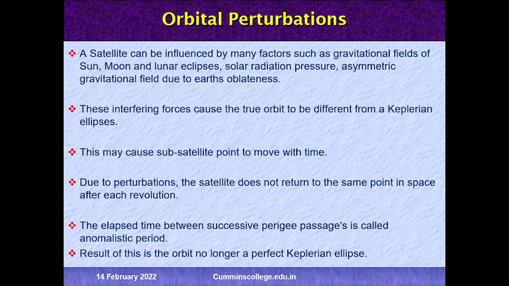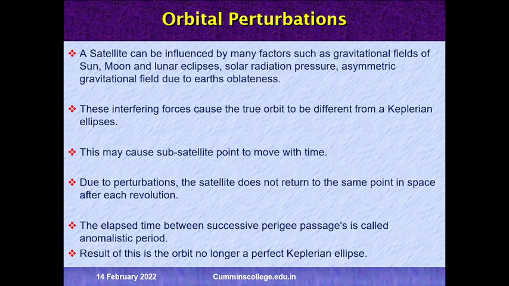Coming towards the orbital perturbations, a satellite can be influenced by many factors such as gravitational fields of the Sun, Moon and lunar eclipses, solar radiation pressure, and the asymmetric gravitational field due to Earth's oblateness. These interfering forces cause the true orbit to be different from a Keplerian ellipse. This may cause the sub-satellite point to move with time.